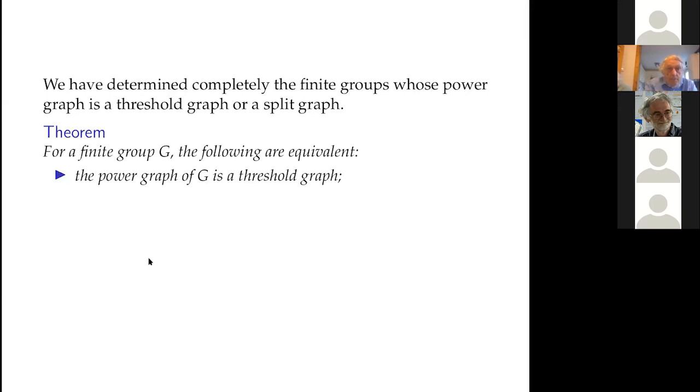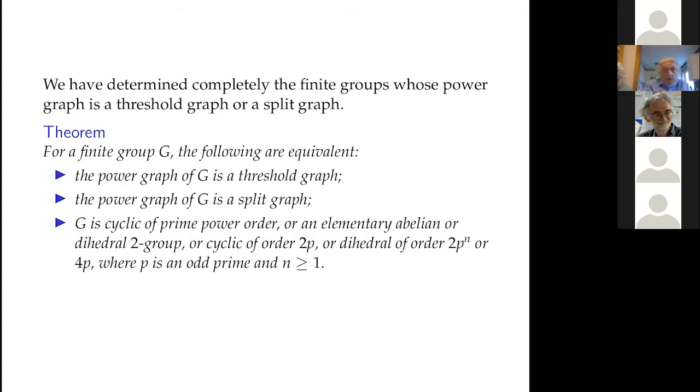And so this is what our theorem says. If you want the power graph to be a threshold graph or a split graph, those are equivalent. So the power graph is a threshold graph if and only if the power graph is a split graph. And which are the groups? Well, there aren't that many of them. Cyclic of prime power order, elementary abelian or dihedral 2-group, cyclic of order twice an odd prime, dihedral of order twice a power of an odd prime, or dihedral of order 4 times an odd prime. So that's the complete list of groups where the power graph satisfies one or other of these conditions.